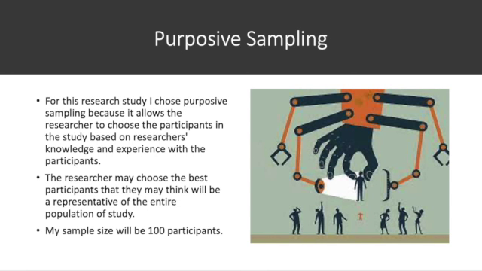It says my sample size will be 100 participants. So because I know the students, I can kind of choose which ones I think will be the best participants for this type of study. So, because I know the students, it'll allow me to kind of pick the right ones that are representative of the entire population. So that's why I chose purposive sampling.